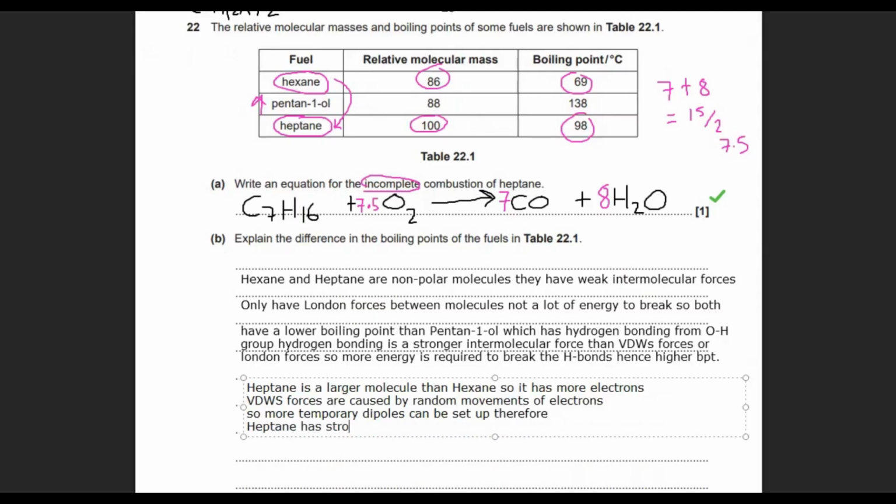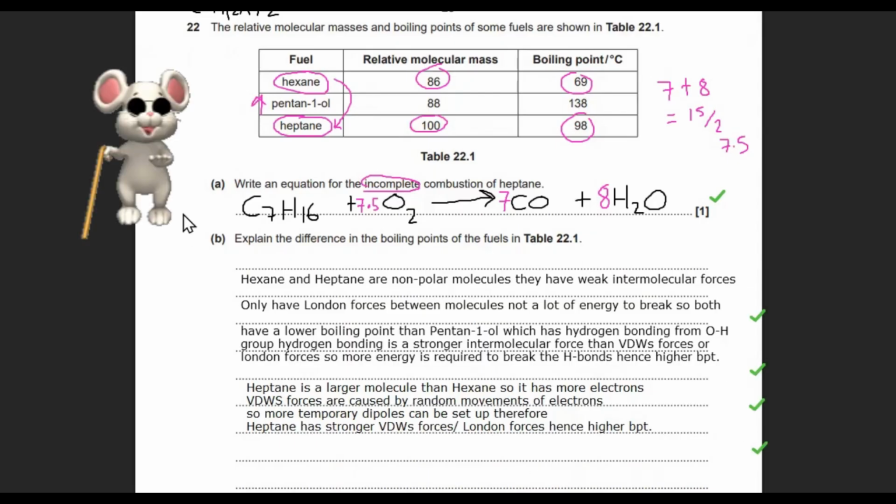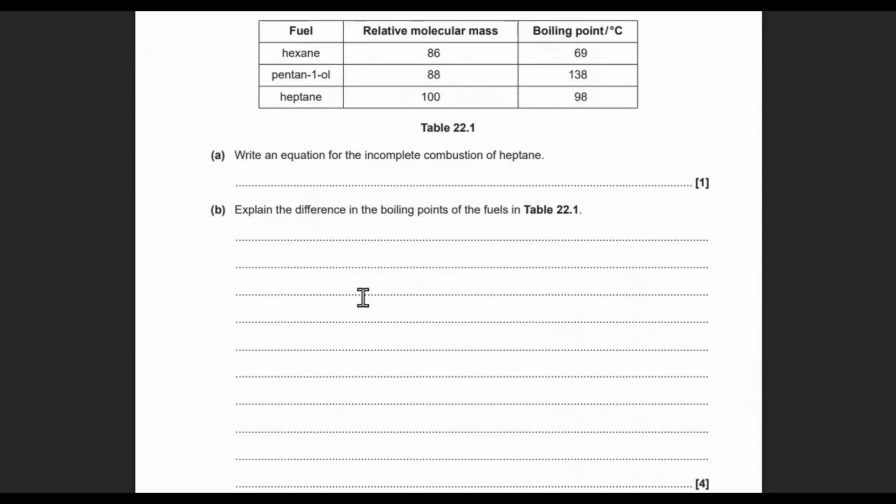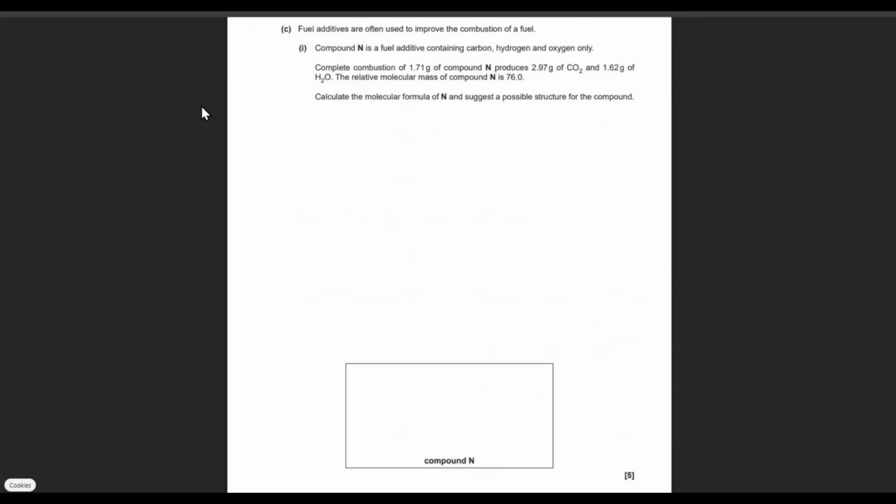Now, if we go back to heptane and hexane and we say, okay, why does heptane have a larger boiling point than hexane? Why is it 98 to hexane's 69? And the reason is heptane is a larger molecule, more electrons, therefore more random movements of electrons, more instantaneous dipoles are set up, stronger van der Waals forces, more energy required to break.